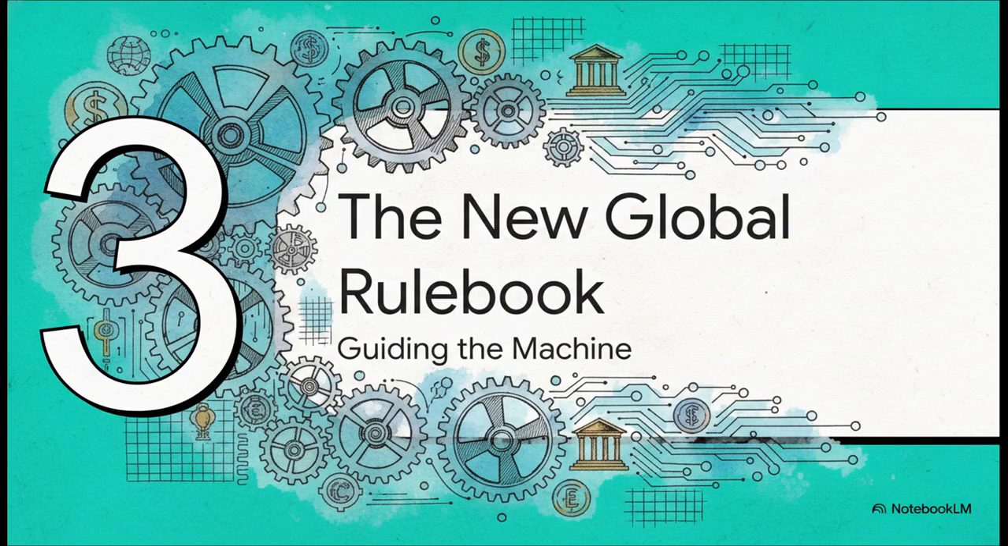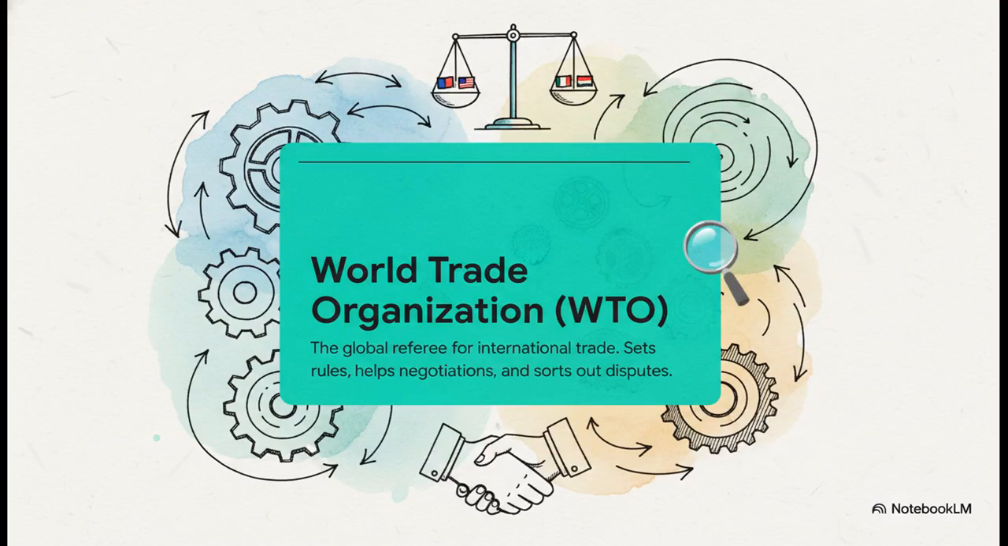Okay, let's talk about the rulebook. Because to make all this global activity actually work, you need structures to manage it and, in a lot of cases, to speed it all up. These institutions are basically the instruction manual for the whole machine. First up, you've got the big one, the World Trade Organization, or the WTO.